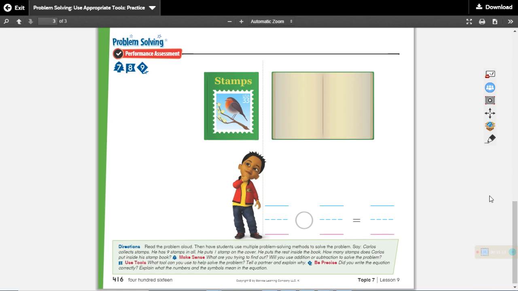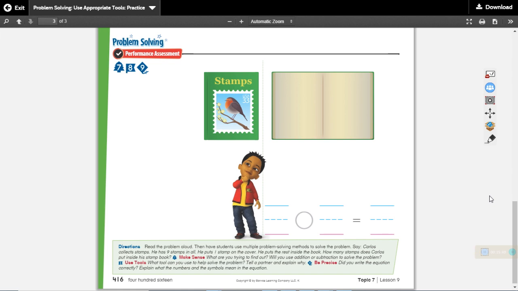What are you trying to find out? Will you use addition or subtraction to solve the problem? What tool do you think you can use to solve the problem? Tell your mom or dad who's helping you what tool you'll use and why you'll use it. Could you write the equation?